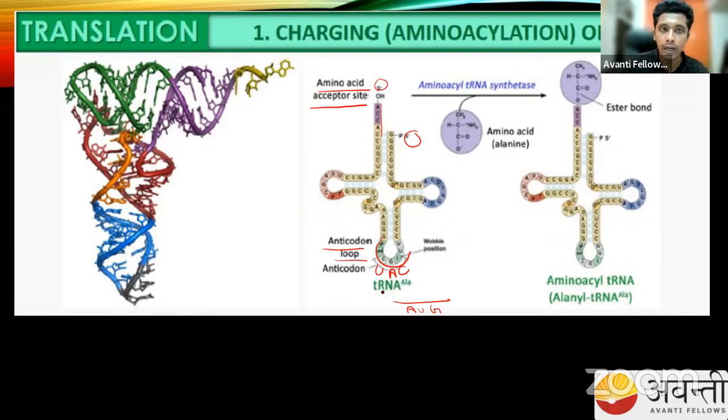These are two important regions in your tRNA. There are many loops, okay? D loop, T psi C loop. We'll study them when we go for the revision class, and I will bring the proper diagram for that.